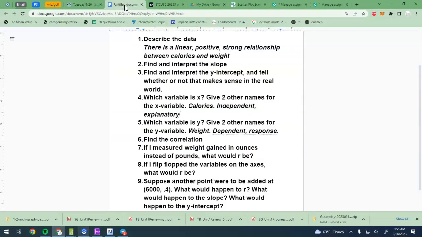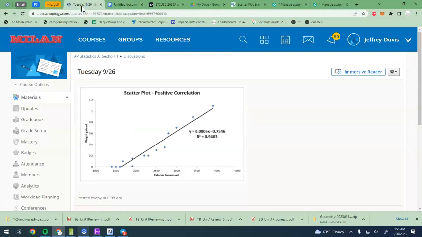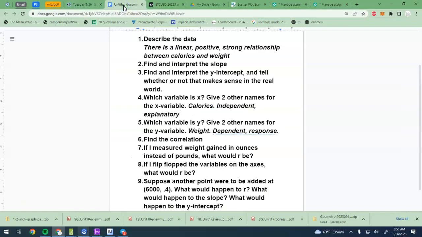Alright, which variable is x? So the x variable is on the x-axis, which is calories. Two other names for the x point: independent, explanatory. You can say input. Which variable is y? The weight. Dependent, response. You can say output.